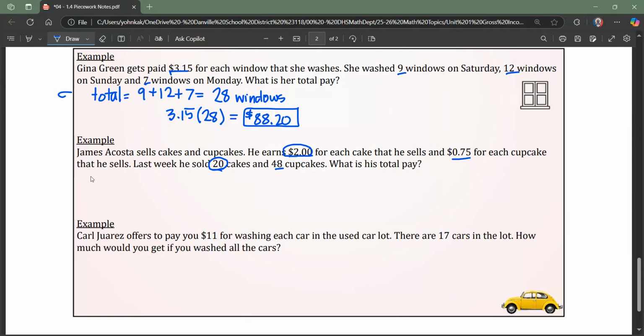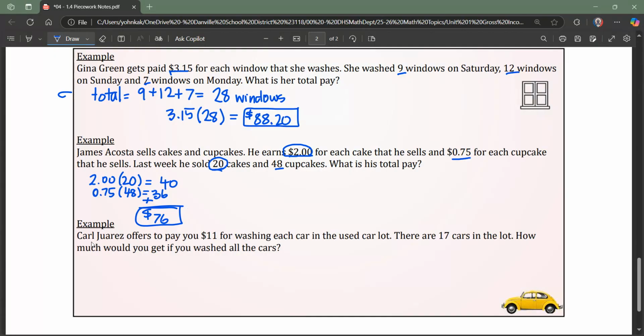So let's do cakes first. Cakes, he gets $2 a cake, and he sold 20 cakes. So that's $40. Cupcakes, he gets 75 cents a cupcake, and he sold 48 cupcakes. That's $36. Total pay, add them up. James got a total of $76.